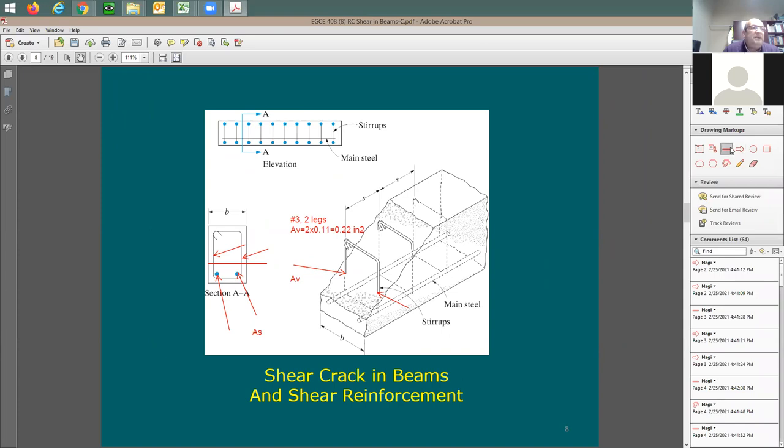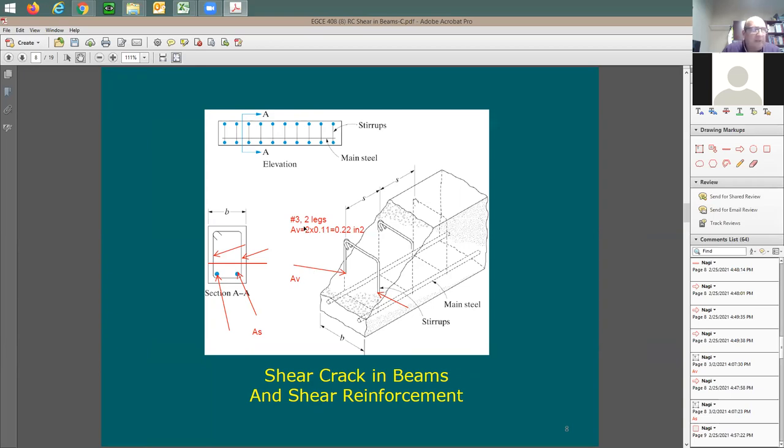And if I decide to put additional rebar, like a vertical tie, then instead of having just two legs, it's going to be three legs. Sometimes we put four legs. A sub V is the total cross-section area that you're cutting through. A sub b is the cross-section of just one rebar. 0.11 is only for one rebar of this tie. For two legs, I'm going to multiply by two.